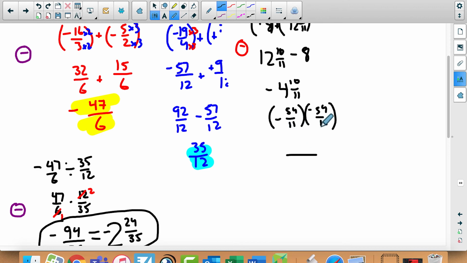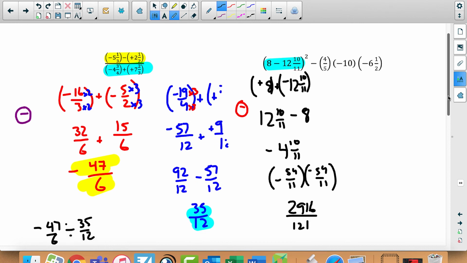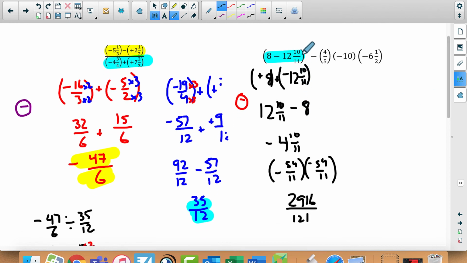The denominator, 11 times 11 is 121. Break out the calculators, people. I don't know what 54 times 54 is. Turns out it's 2,916. I'm sorry, this is a ridiculous question. Okay, so we've got all that. We've squared it, right? We've done all that.